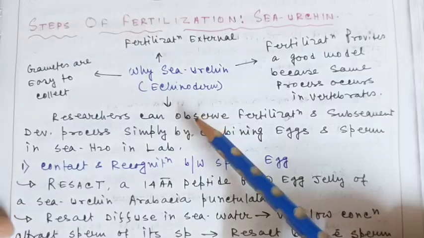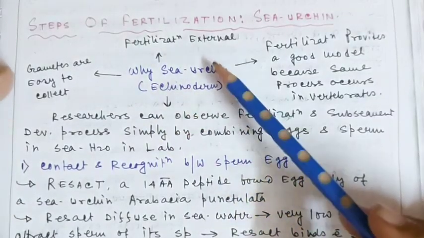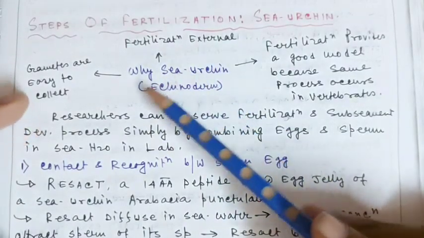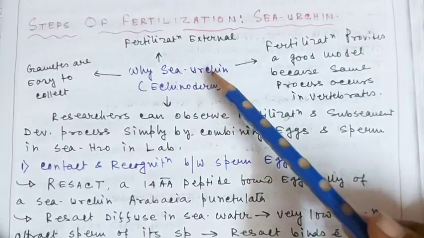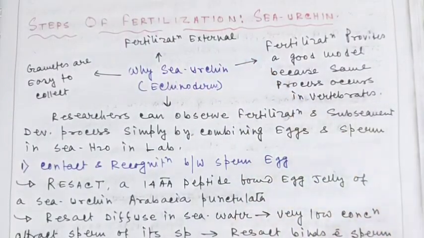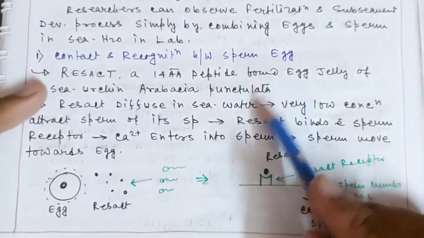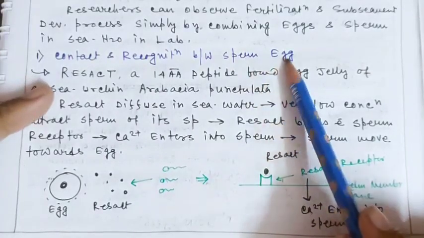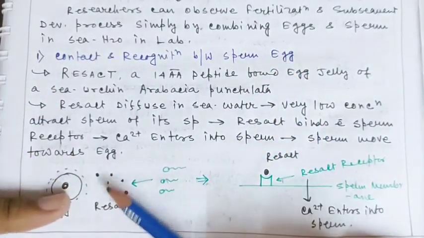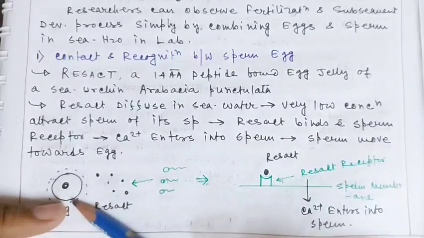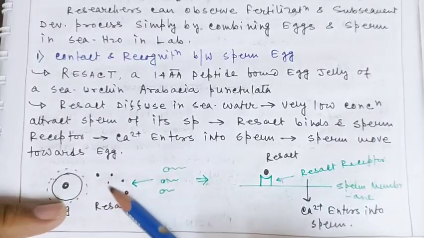And for this reason, the fertilization process is usually studied in sea urchin. Sea urchin is a model organism in developmental biology. The first step of their fertilization is contact and recognition between sperm and egg. Because the fertilization is external, it is very important for species-specific recognition of sperm and egg.